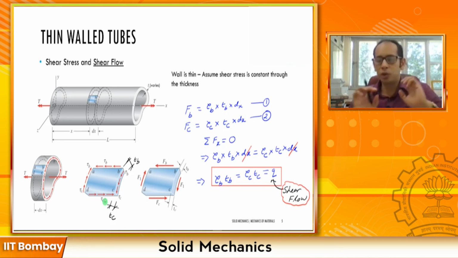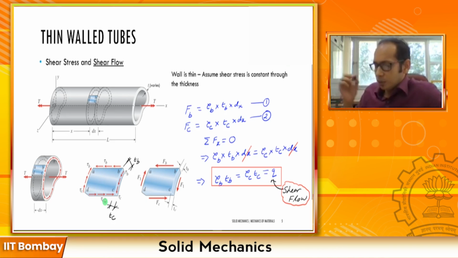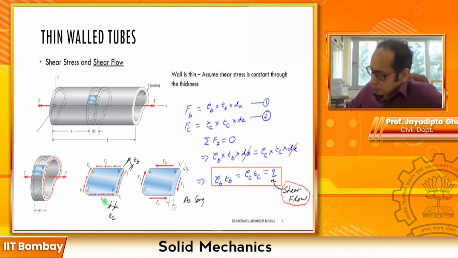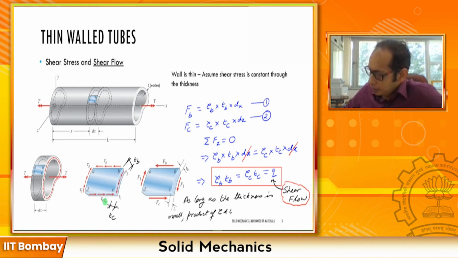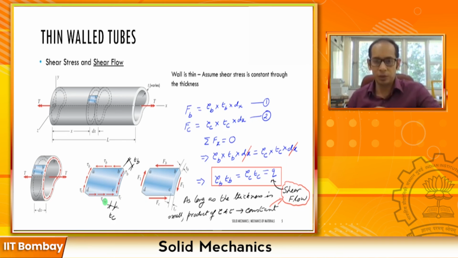So the overall conclusion is that, let's just write it down, as long as the thickness is small, the product of tau and T is a constant, and this constant is nothing but our shear flow. It's a very interesting concept which you will see later, you will make a lot of use of, right?